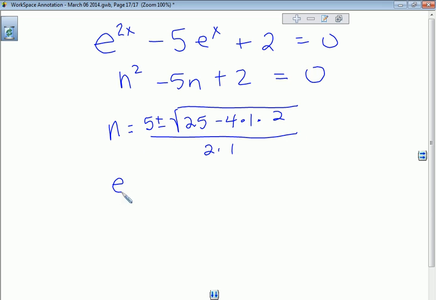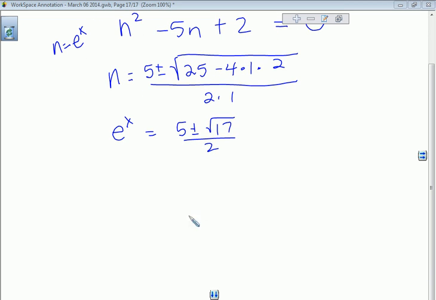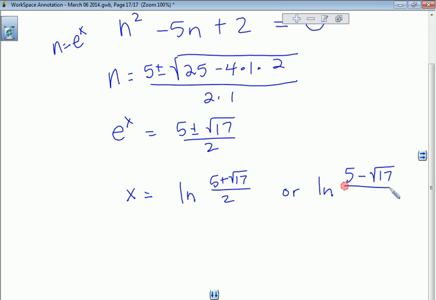Well, n is really e to the x, and I should have written this out here. n equals e to the x. So e to the x is equivalent to 5 plus or minus the square root of 17 over 2. And so to solve, we would take the natural log. So we would get x is equal to the natural log of 5 plus the square root of 17 over 2, or the natural log of 5 minus the square root of 17 over 2.